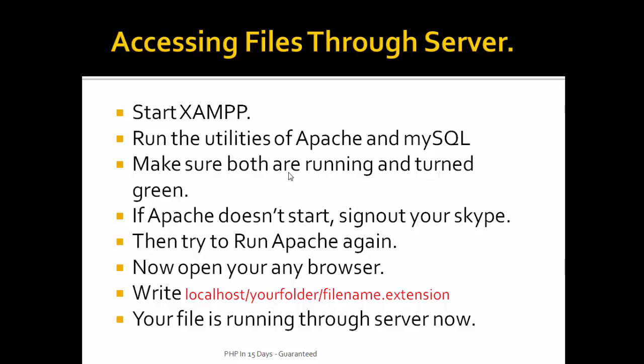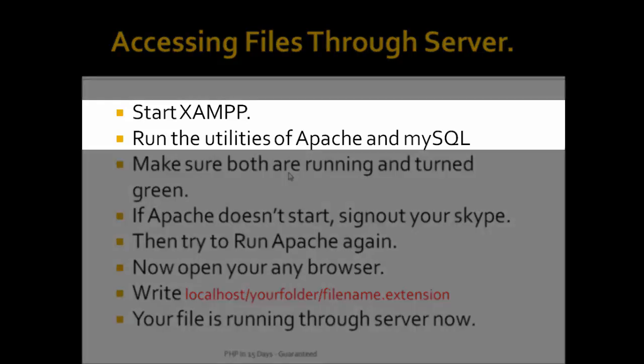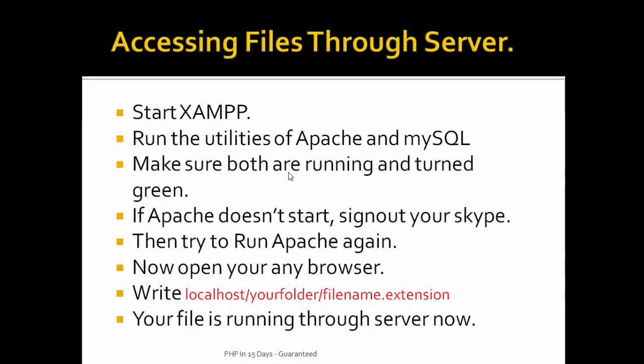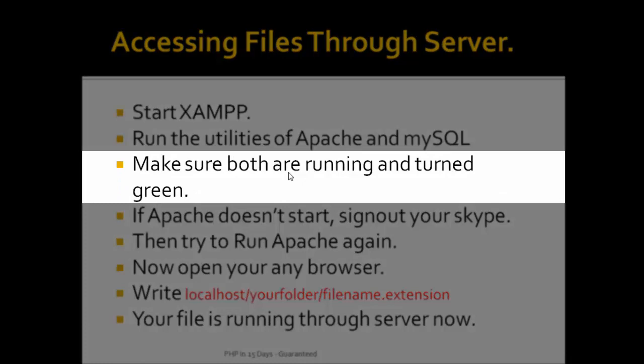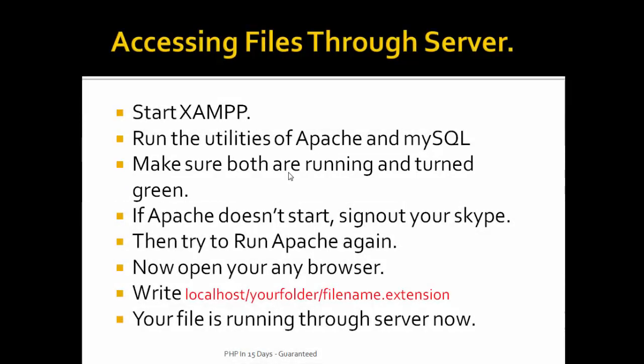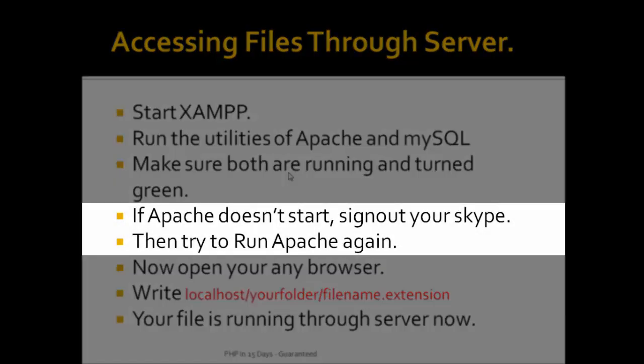To do this, first of all, start the XAMPP application. Run the utilities of Apache and MySQL. Make sure both are running and have turned green. Sometimes Apache doesn't start due to a conflict of ports. Apache needs to acquire port 80 and sometimes it's occupied by some other application like Skype already. If that's the case, close the other application and then restart XAMPP. Once XAMPP is running, you can start other applications too.